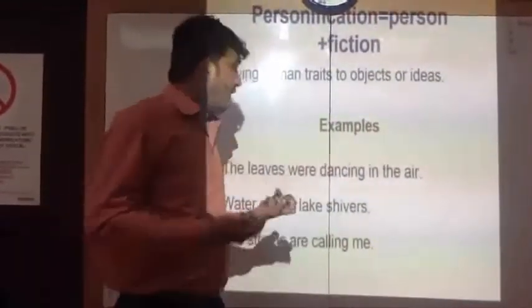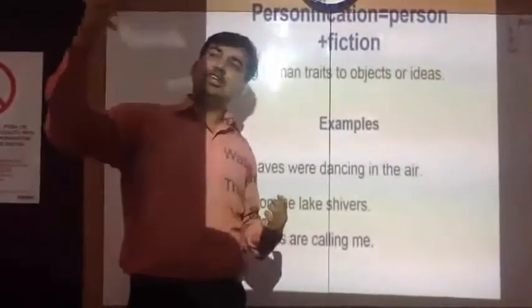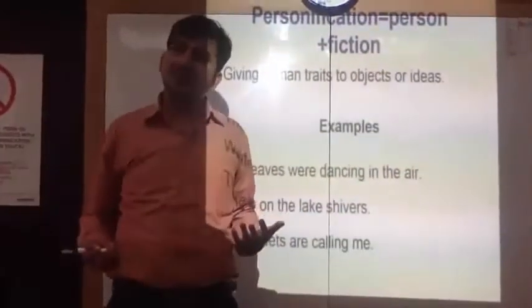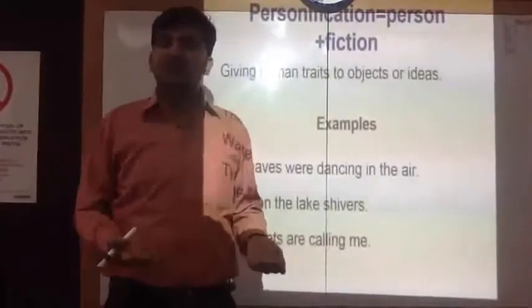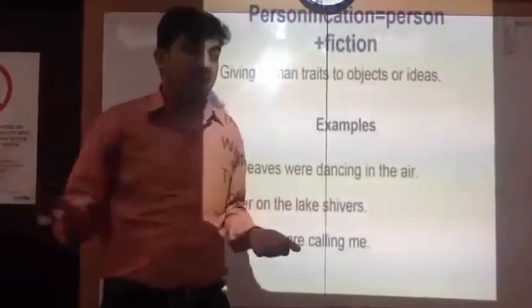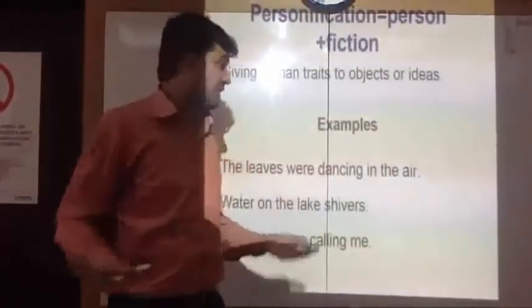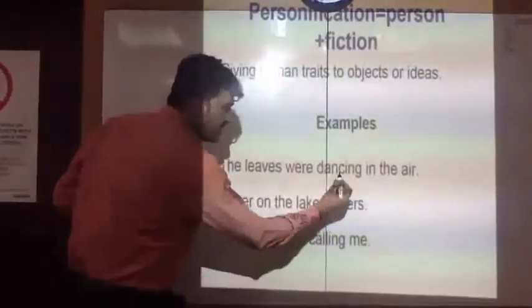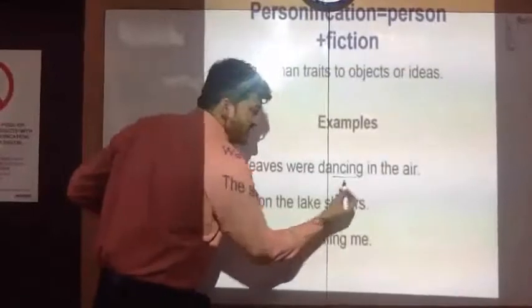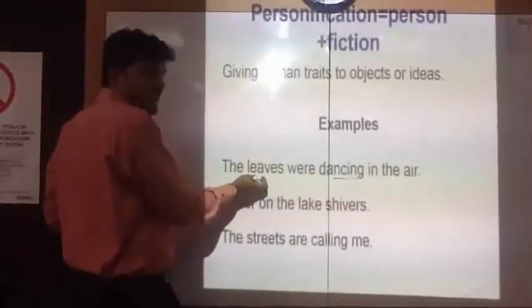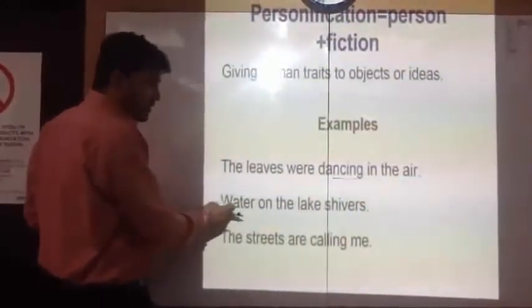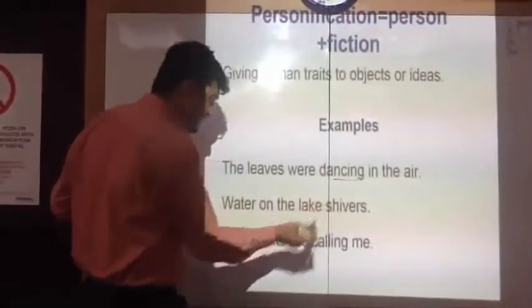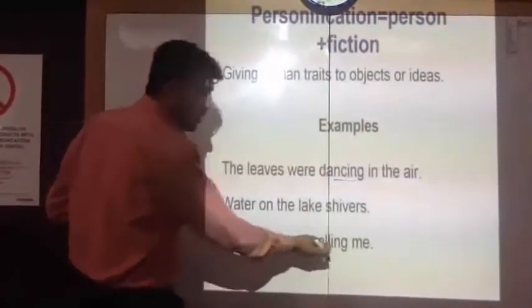For example, if I say, leaves are dancing. Now, dancing is a human quality given to leaves, and hence it is personification. Let's check some more examples. Here, the leaves were dancing. Now, this dancing is a human quality given to leaves. Water on the lake shivers. The streets are calling me. How can streets call you?